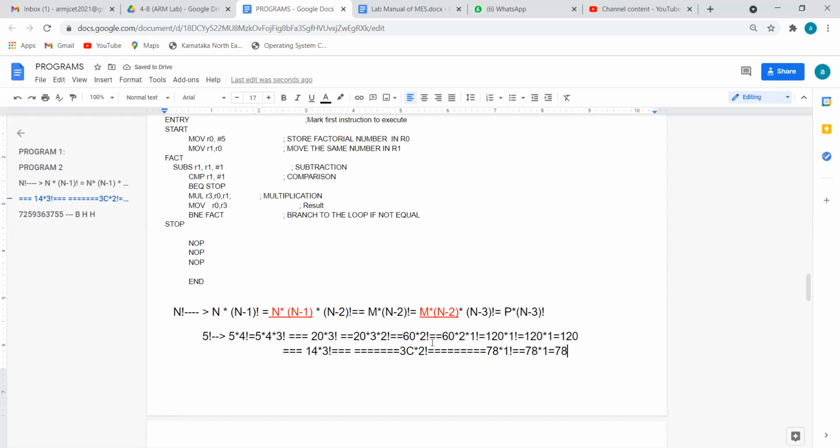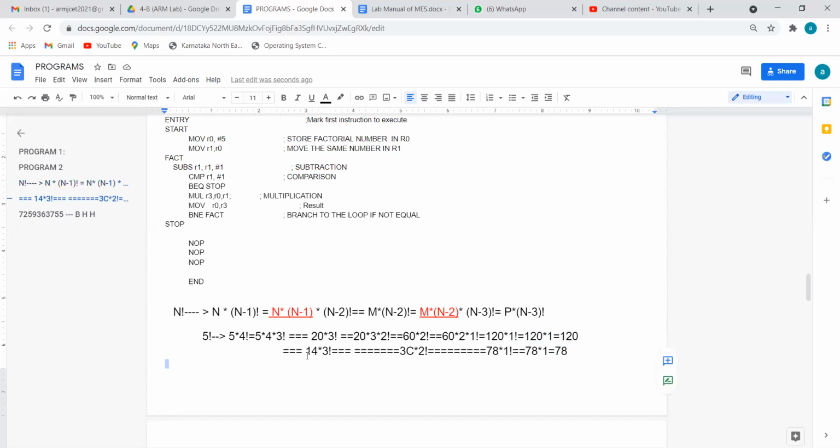So our day-to-day life system is decimal. 5 into 4 is 20, which is a 60. 60 is shown as 3C. 60 into 2 is 120, which is shown as 78. 120 into 1 is again 120, which again remains as 78.